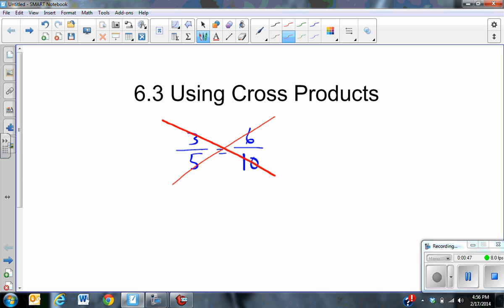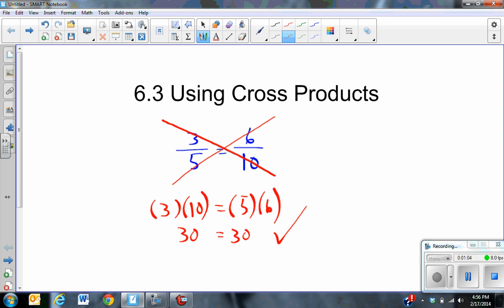So what we're going to do is we're going to multiply 3 times 10, that's this cross product, and that should be equal to 5 times 6. Is that true? Well, 30 on this side and 30 on this side. That's true. Would it matter if I said 3 times 10 is equal to 6 times 5? No, because the commutative property of multiplication says it doesn't matter which order we multiply in.